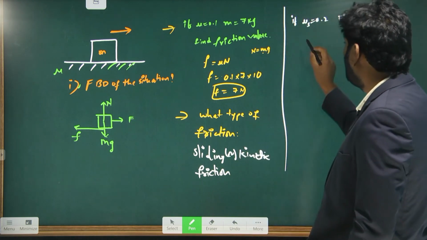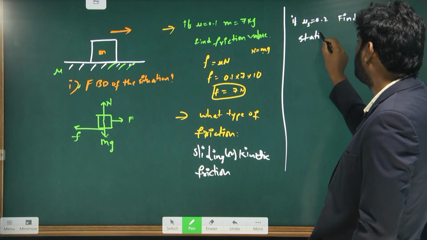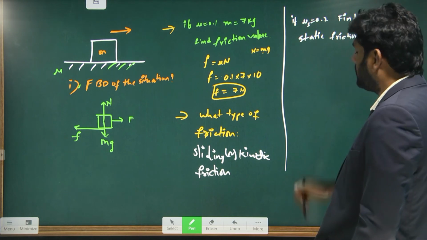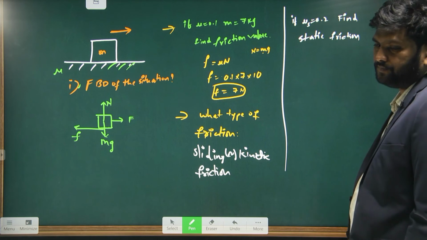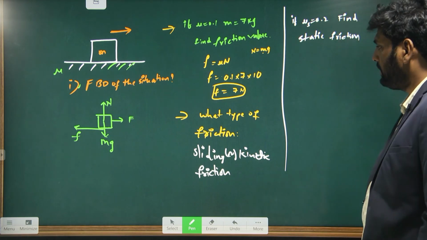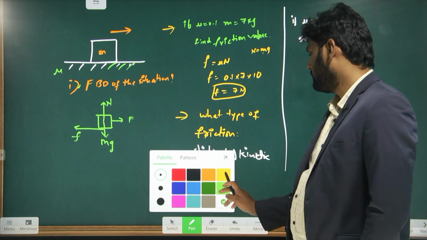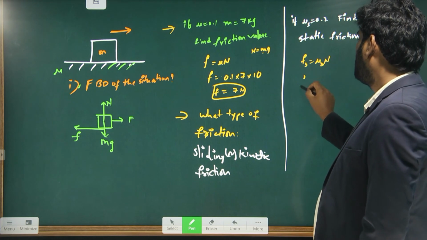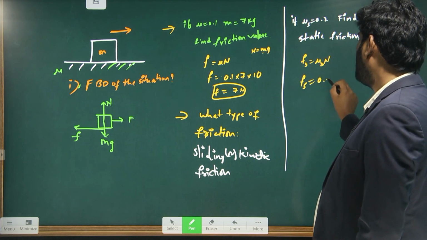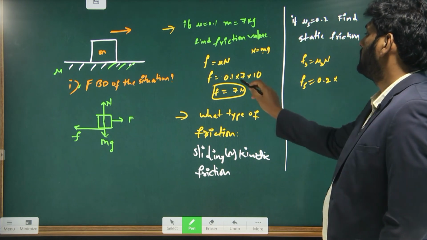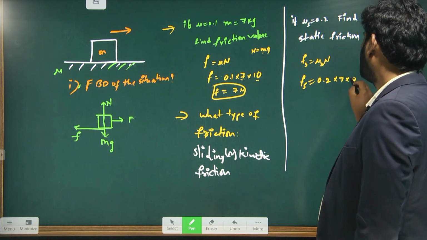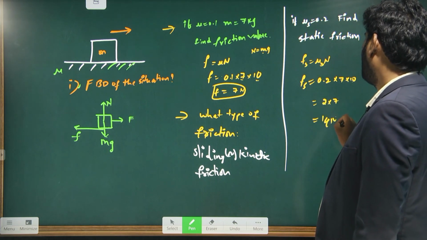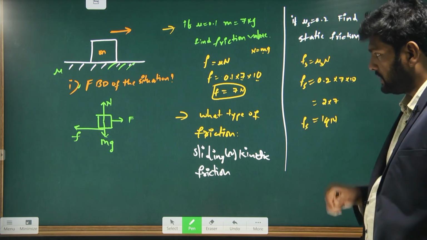Now in the same problem, if the mu s value is 0.2, find the static friction for the same problem. What is the formula for static friction here? Fs is equal to mu s into N. Fs is equal to 0.2, and the N value is 7 into 10. So finally 2 into 7, which is equal to 14 Newton. Understand?